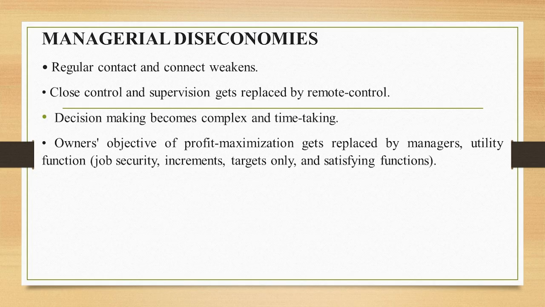Regular contact and connect weakens. Whatever the contact and connect we had earlier, now that contact and connect is not there because there has been some sort of crowding in the firm. When there is crowding inside the firm, many people have been appointed, then the efficiencies start disappearing. Close control and supervision gets replaced by remote control supervision.